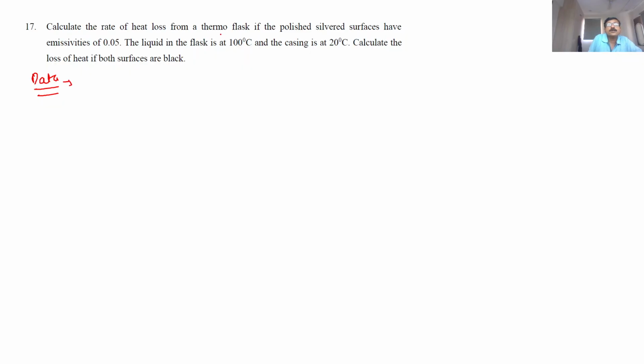Calculate the rate of heat loss from a thermos flask. Now you know a thermos flask is made up of two bottles having vacuum filled between the two bottles. Means there is a space between the two bottles, and in that vacuum means no air is present in between the two bottles.